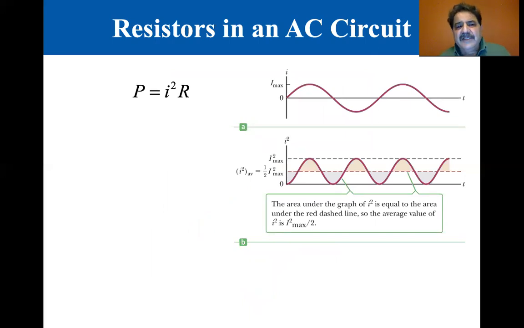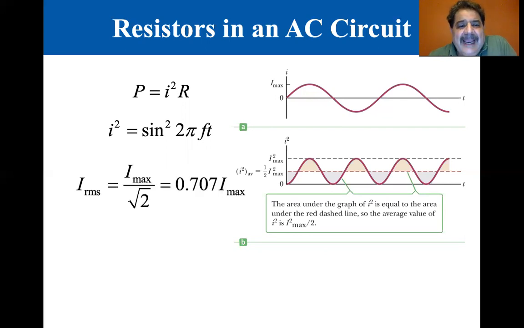So power is equal to i squared R, with little i. Now the area under the graph of i squared is equal to the area under the red dashed line, so that the average value of i squared is I squared max divided by 2. So i squared is equal to I max squared times sine squared of 2 pi f times t, where t is where you are in your time sequence.